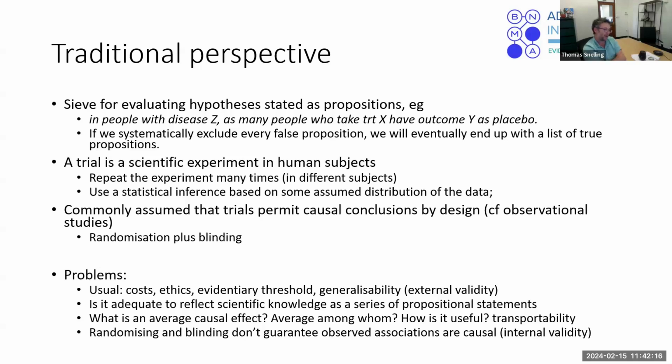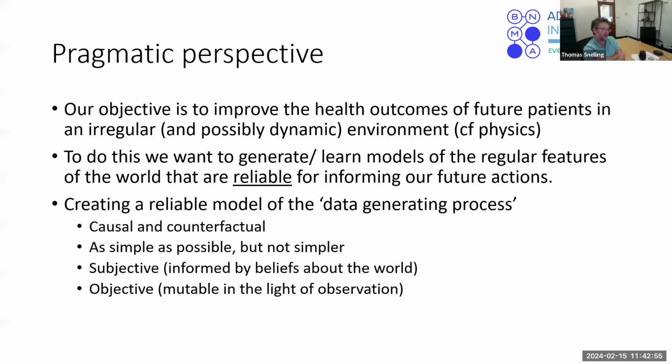But another fundamental problem is that this assumption that trials guarantee that observed associations are causal is not true. In almost all clinical trials there's deviation that prevents us from being able to assume or take it for granted that any associations must be causal. So that's an issue with the internal validity of clinical trials.